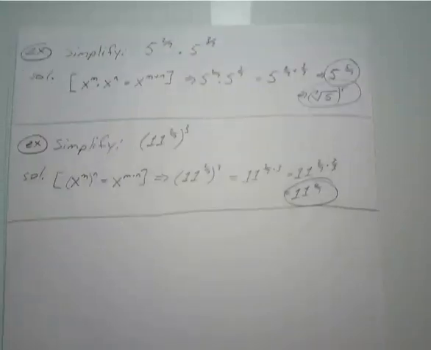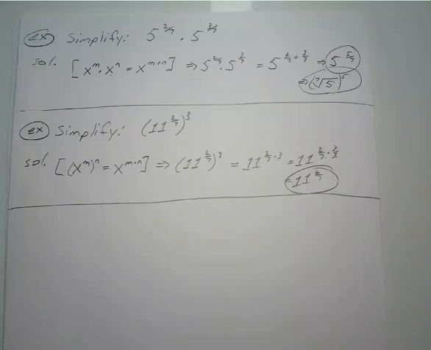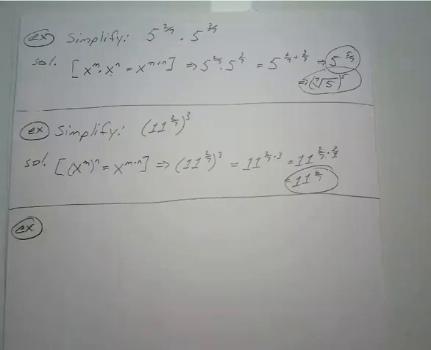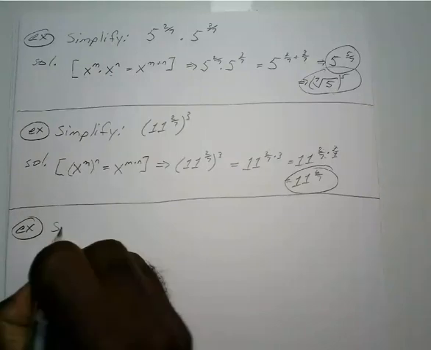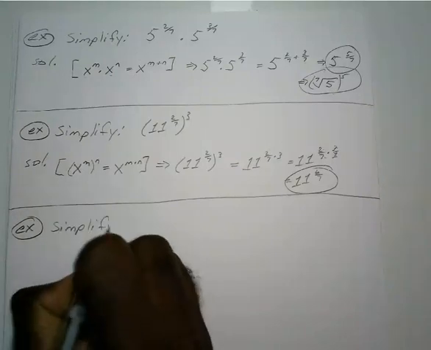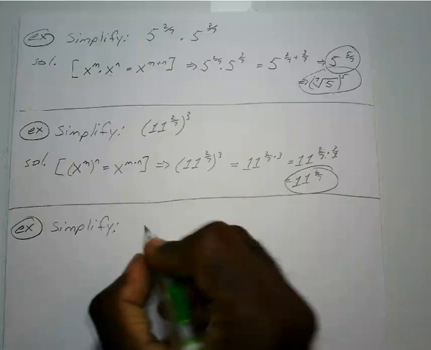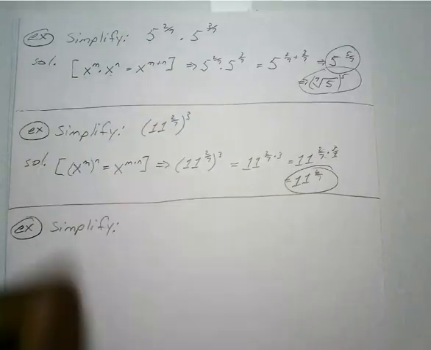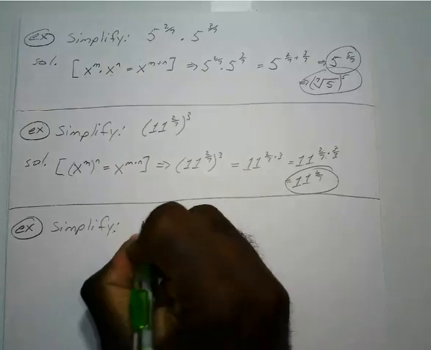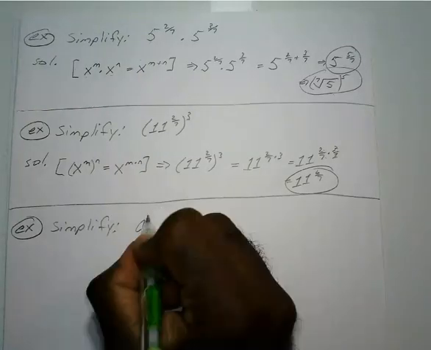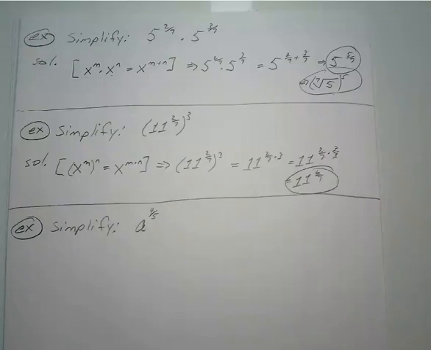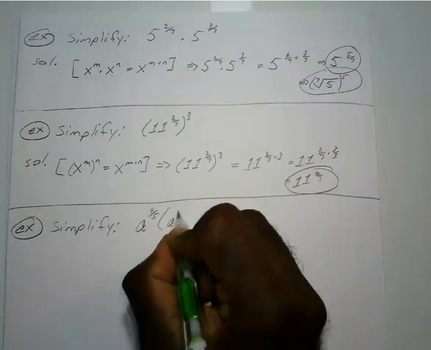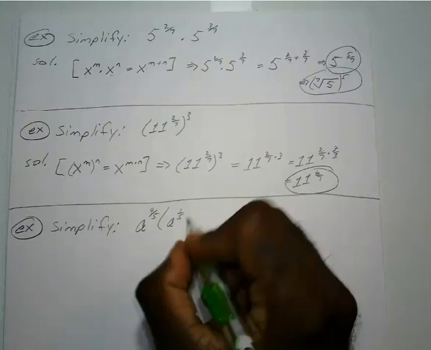So let's say for this example, we want to simplify a to the 4/5 power times a to the 1/5 power plus a to the 3/5 power.